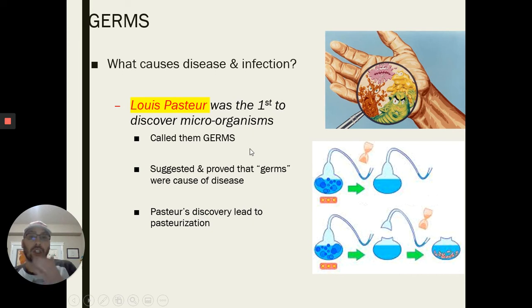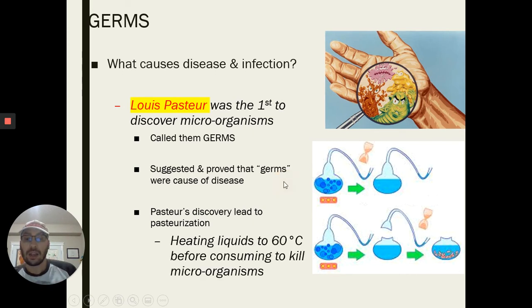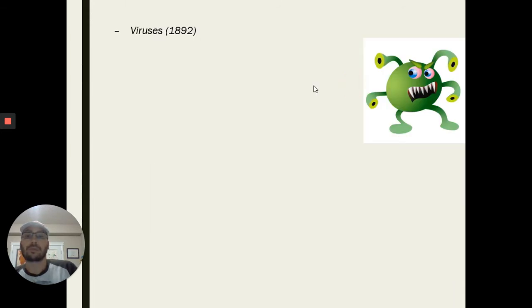Whenever I hear pasteurization, I think of milk. Okay, so what pasteurization actually was is just taking a liquid, heating it up to 60 degrees before consuming and killing the microorganisms. You may have heard of boil water alerts, where you have to heat up the water or the substance that you're going to eat or drink. The reason we heat it up is we want to kill those germs that could be potentially harmful. So that's where pasteurization came from.